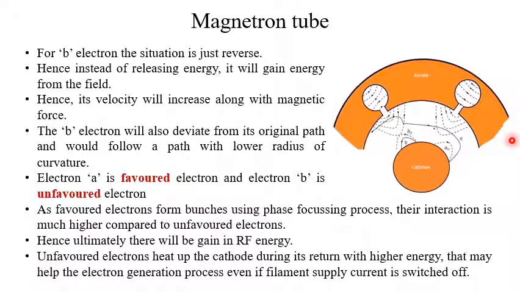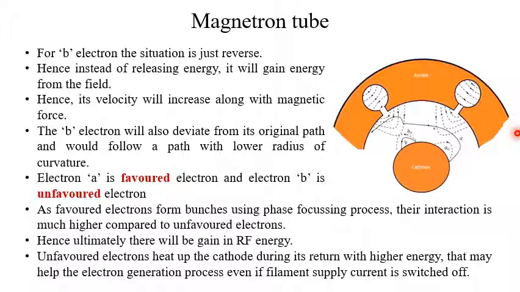The electron A, this one, is the favored electron, and electron B is called the unfavored electron. As favored electrons form bunches using phase focusing process, their interaction is much higher compared to unfavored electrons. Hence, ultimately, there will be effective gain in RF energy.